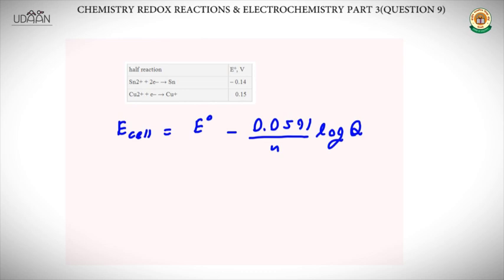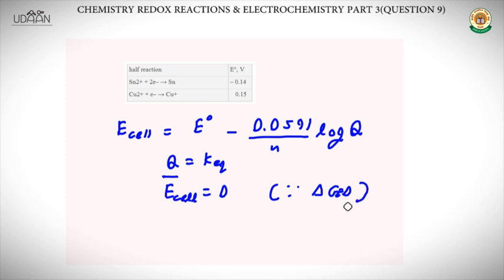Should have it memorized. So at equilibrium, Q is equal to K equilibrium, that is, the reaction quotient is equal to K equilibrium. Yeah, this is the equilibrium condition. And E cell is equal to 0 as delta G at equilibrium is 0 and delta G is equal to minus nFE. So hence if G is 0, E would be 0. Yeah, so this is basically the conditions at equilibrium.